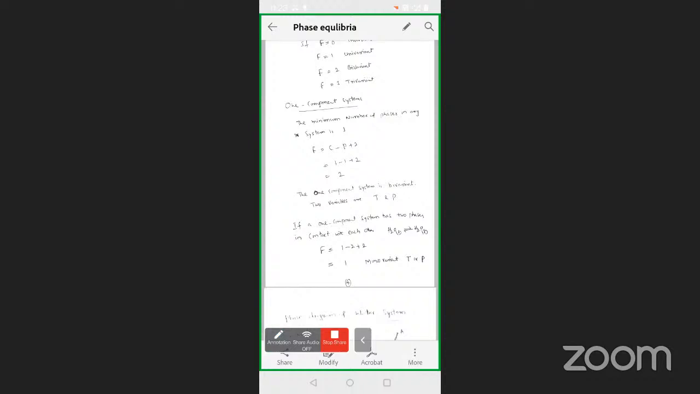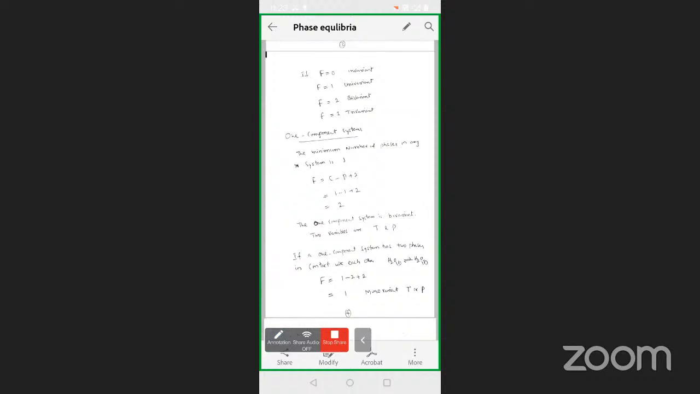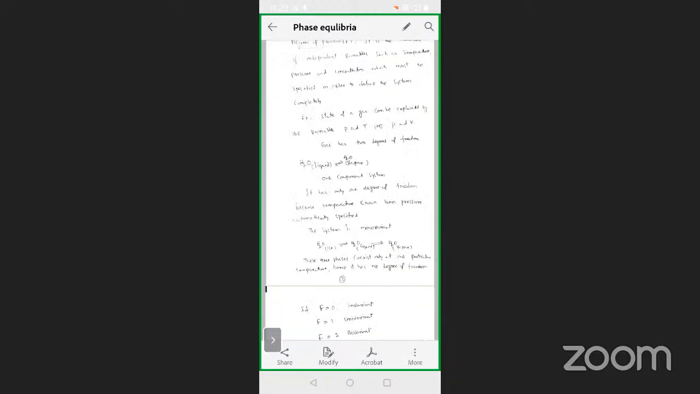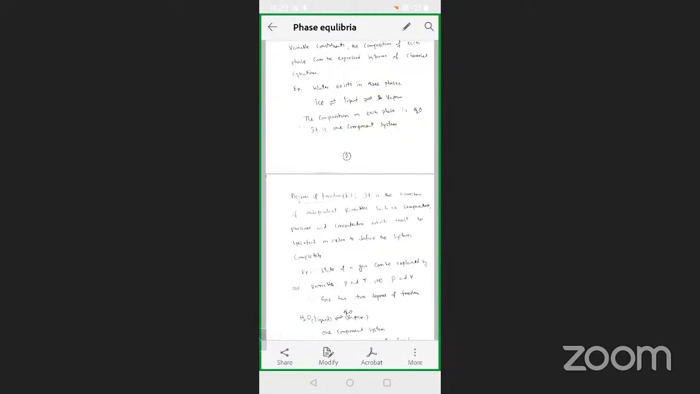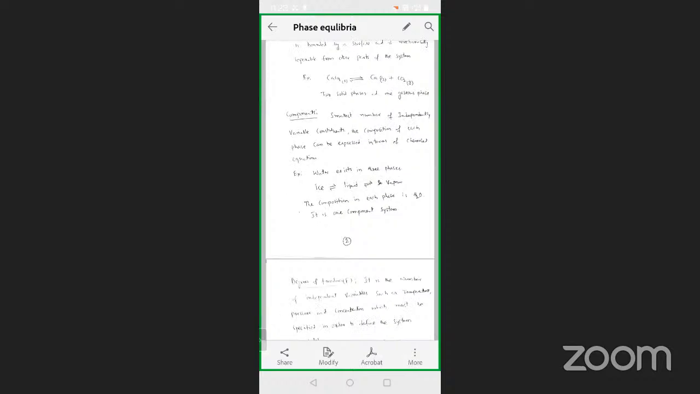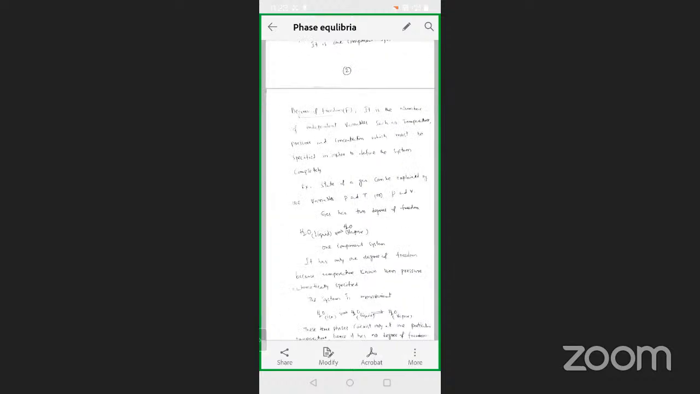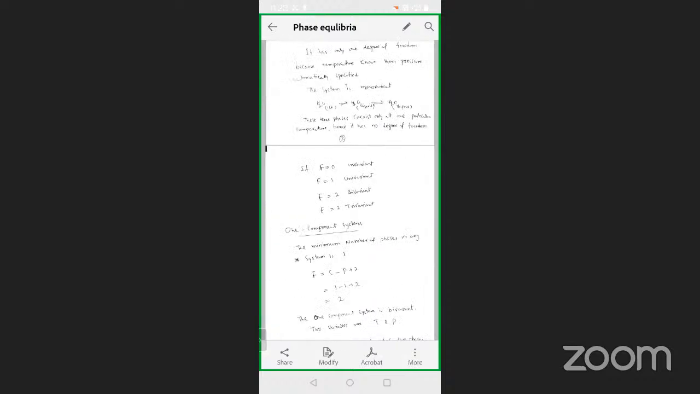Now, what we discussed here is the Gibbs phase rule, the terms involved in the Gibbs phase rule, and some examples for degrees of freedom.